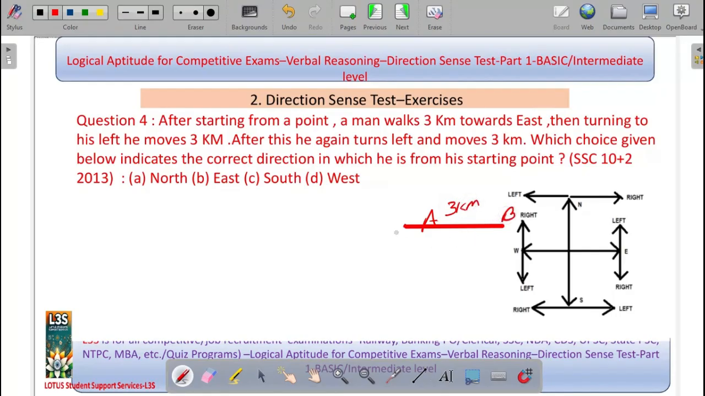Now when he's going from A to B, say this is A to B, his right side will be this side. This is his right hand, right side. This is left hand, left side. So from here, then turning to his left, again he will go left. He moves 3 km. He will go say 3 km here.